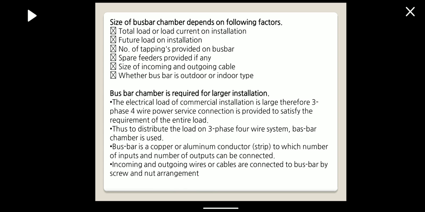Then the size of the bus bar chamber depends on the following factors. What are the factors on which the size of the bus bar depends? First one is the total current or the load current on the installation. Then future load on the installation. Then the number of tappings provided on the bus bar.